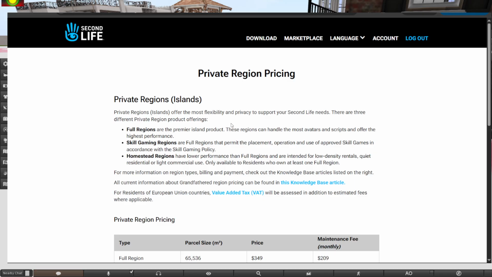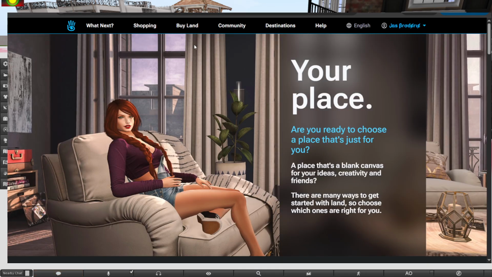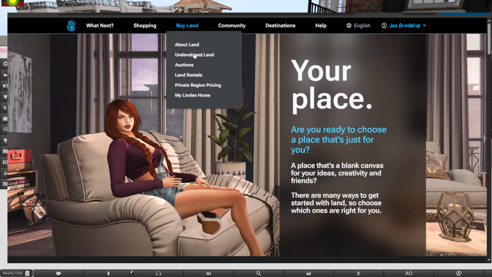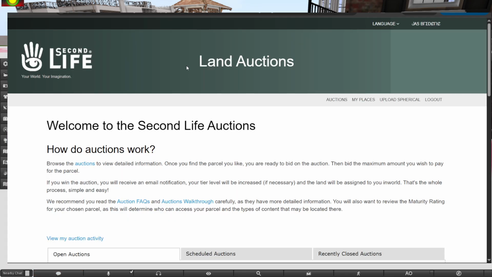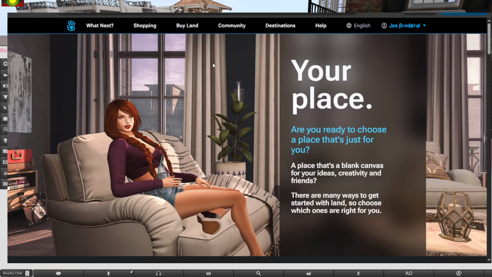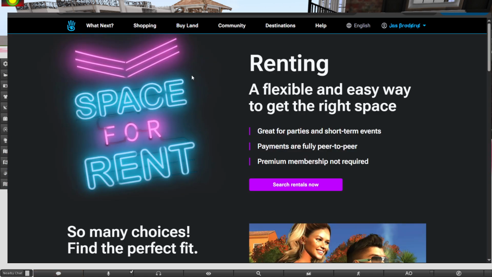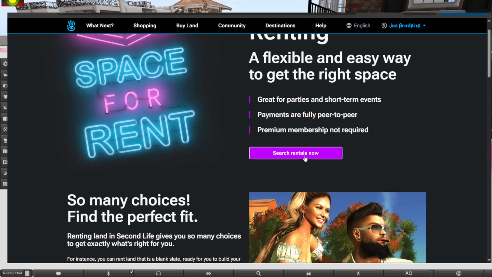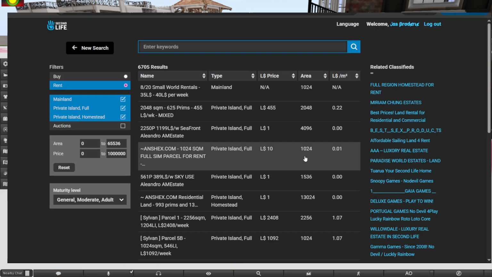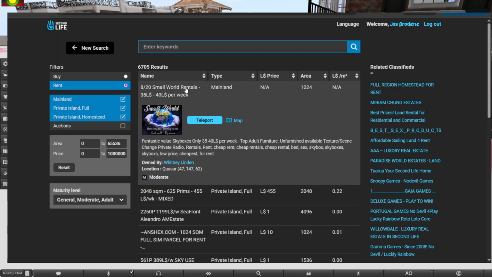Let me pull up, let's go back to the auction. Let's go back. Okay, buy land. Auction. Actually, no. Let's go back to land rentals. Let's see. Search rentals now. Let's see what happens. Alright, this is on Mainland. Let's just see what it comes up.